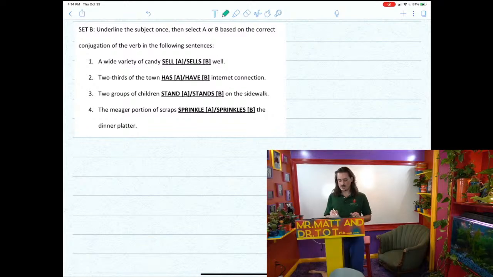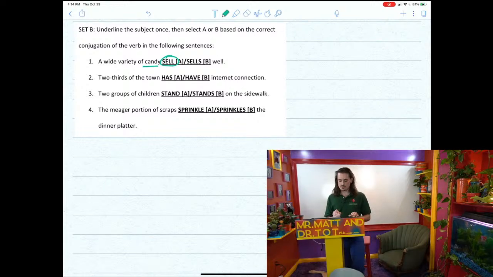So a wide variety of candy, this phrase indicates a portion, so we're going to be guided by the noun candy, which is singular. Singular nouns usually do not end in S, so singular verbs usually do. So a wide variety of candy sells well.